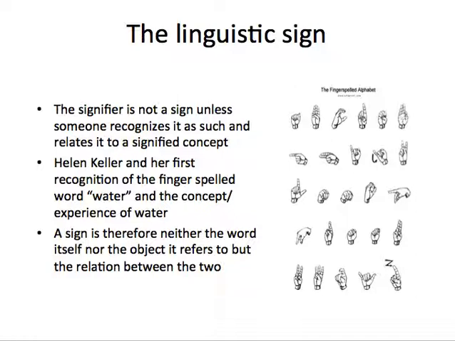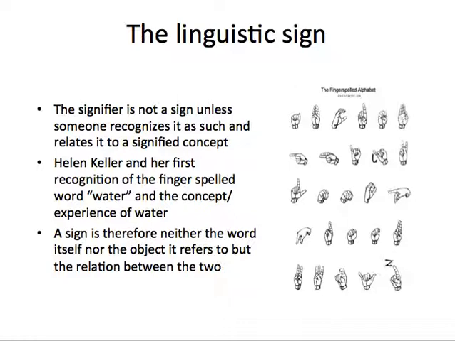A very good example of this is the story of Helen Keller and her first recognition of the finger-spelt word water and the concept or experience of water. So you can see there is a system of finger spelling in the alphabet, and this was the means of communication that was used by Helen Keller's teacher when she started working with Helen when she was 5-6 years of age. Helen Keller had lost her language abilities through illness when she was around about 18 months of age.